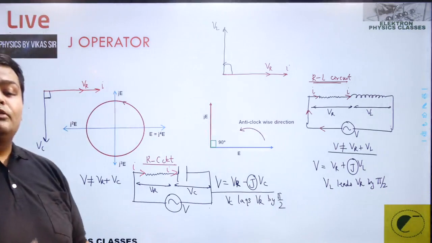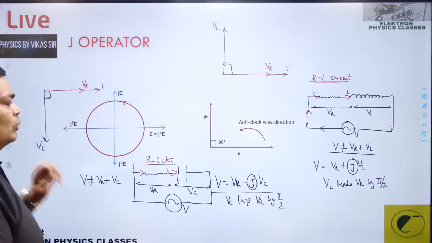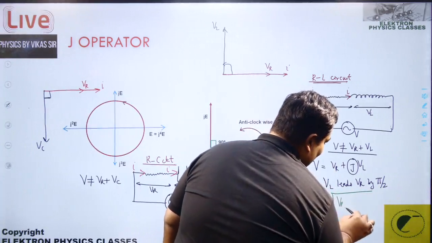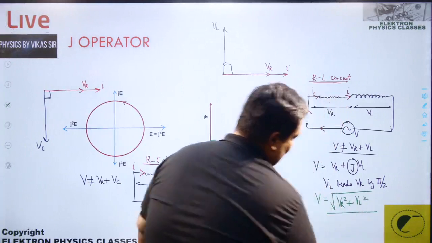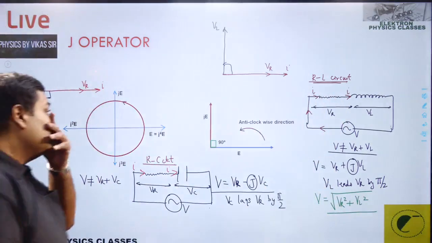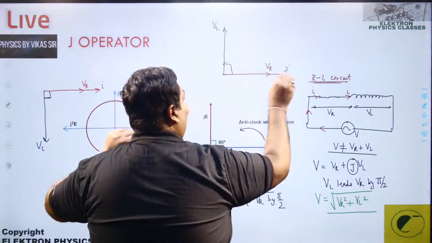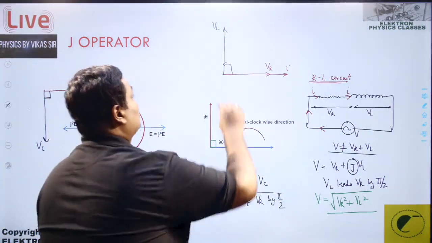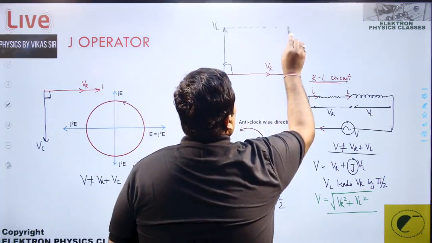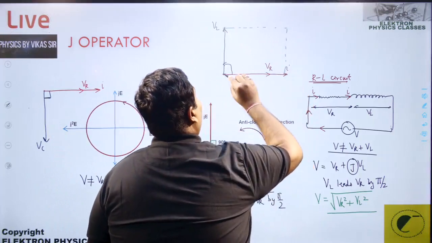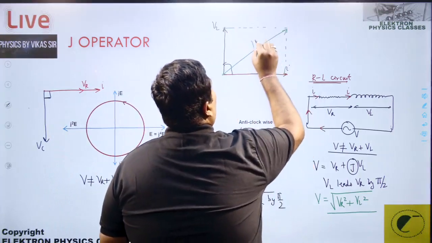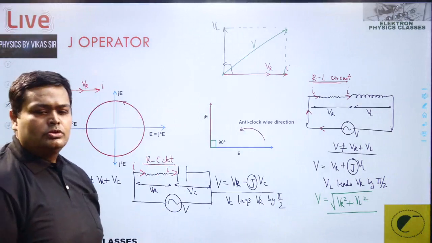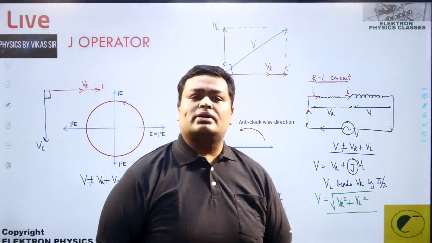Now, how do we write the net voltage? The question is, how do I write the net voltage? So the net voltage in this should be equal to root of VR square plus VL square. You can use something analogous to the parallelogram law of vector addition, and this should be your net voltage. And how do you get that? That is by Pythagoras. So what is that equal to? Root of VR square plus VL square.